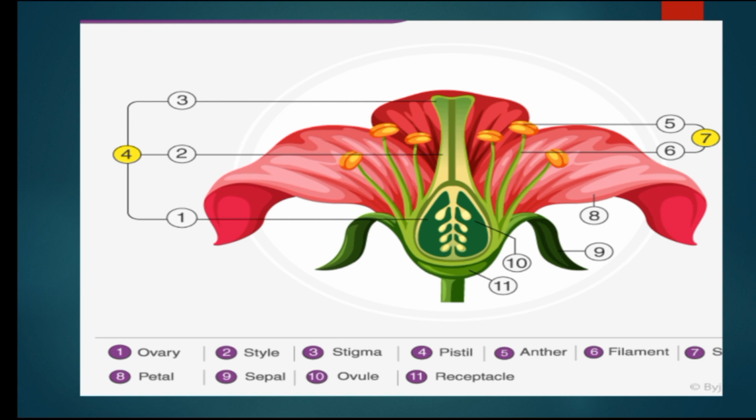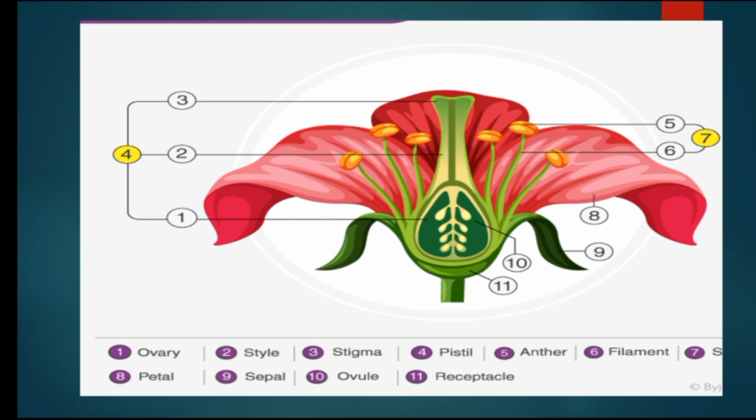In that, the best example is the Solanaceae, in the brinjal plants, or maybe in the Ocimum. Then the members of the Liliaceae, the members of the Euphorbiaceae family, and also in the Malvaceae, means in the China rose, this syncarpous condition is also found. Okay, so this is about the types of the carpels.